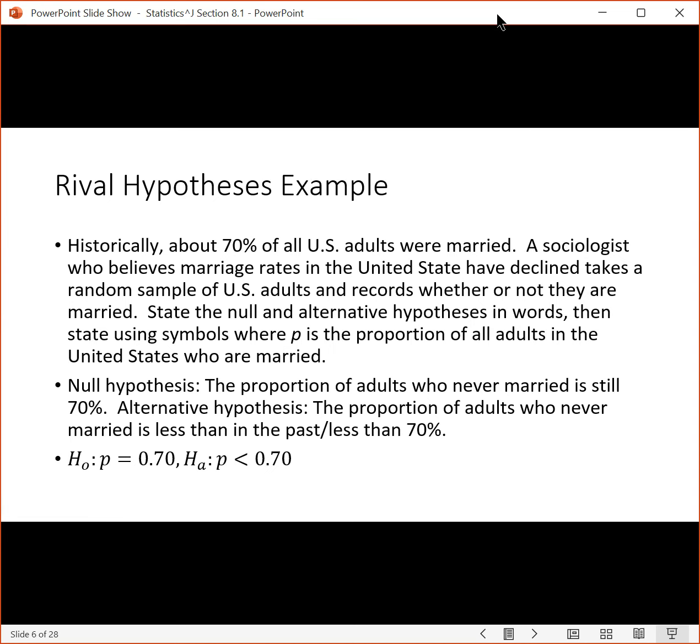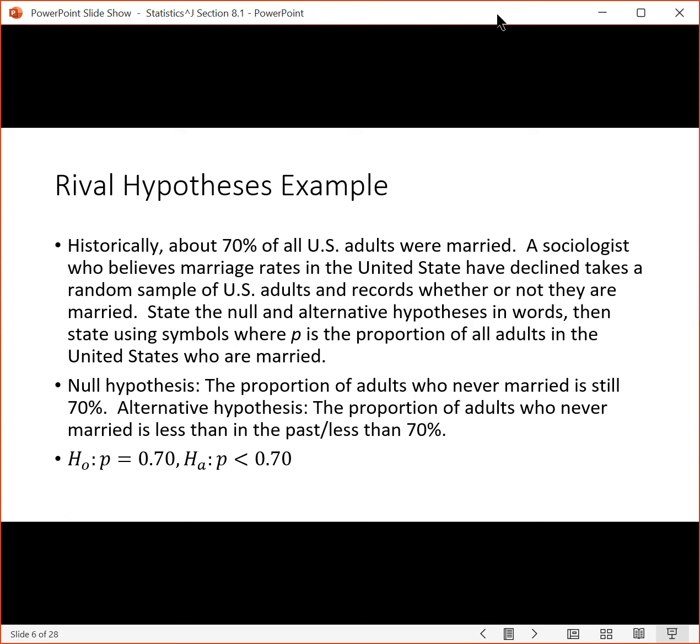So let's look at an example. Historically, about 70% of all US adults were married. A sociologist who believes marriage rates in the United States have declined takes a random sample of US adults and records whether or not they are married. State the null and alternative hypotheses in words, then state using symbols where P is the proportion of all adults in the United States who are married.